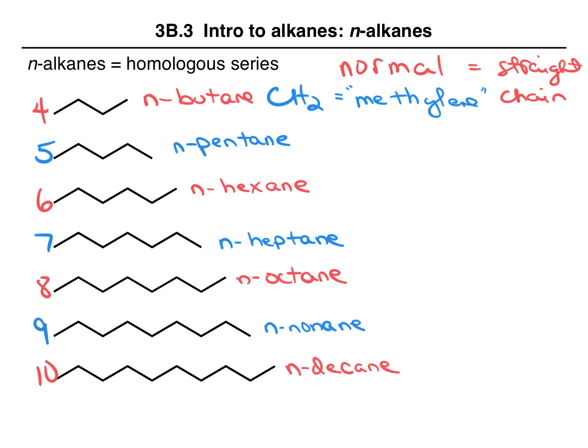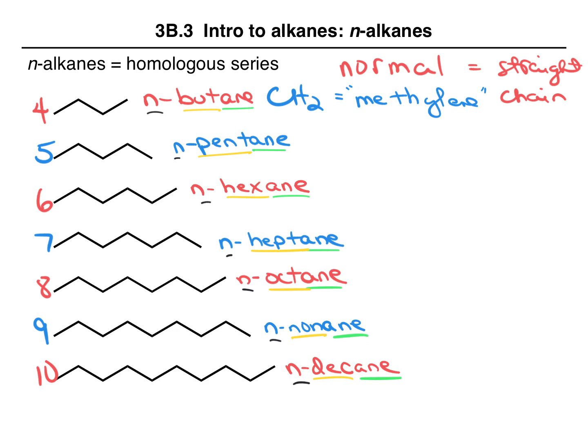So keep in mind for each of these, the ane ending tells us that we have all carbon-carbon single bonds. The parent name tells us how many carbons we have. So but is 4, pent 5, hex 6, hept 7, oct 8, non 9, and dec 10. And then in this case, the N tells us about the connectivity. This tells us that they are all straight chain.